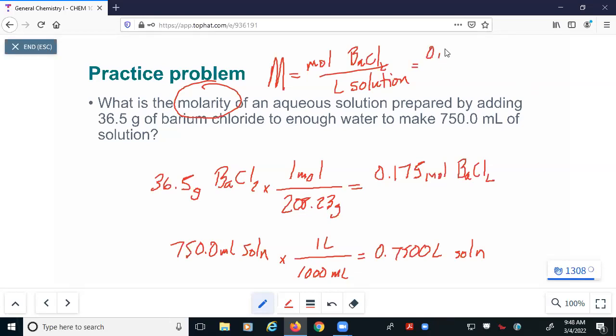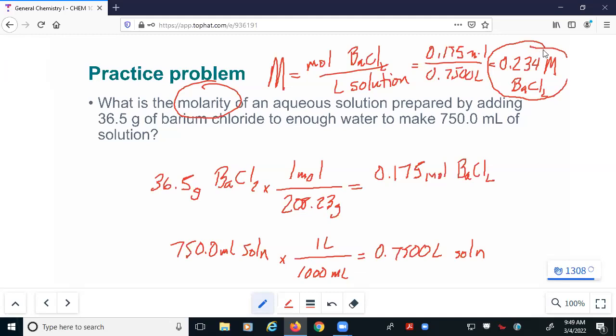To find the molarity, I take the ratio of the two, 0.175 moles divided by 0.7500 liters. To three significant figures, it is 0.234 molar barium chloride.